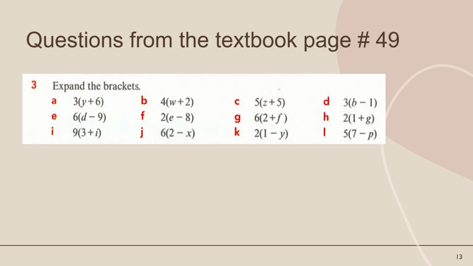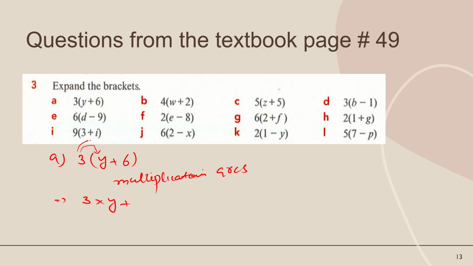Now these are some questions from the textbook, very simple questions. Let's suppose part A, 3y plus 6. Which method will we use here? Multiplication arcs. So how can we solve it? Just write here 3 into y, the operation is plus, so 3 into 6. So write 3y, and 3 times 6 is 18. A simple method.